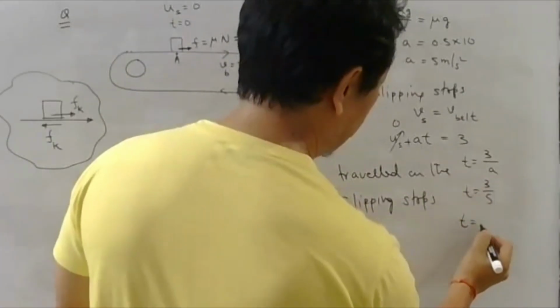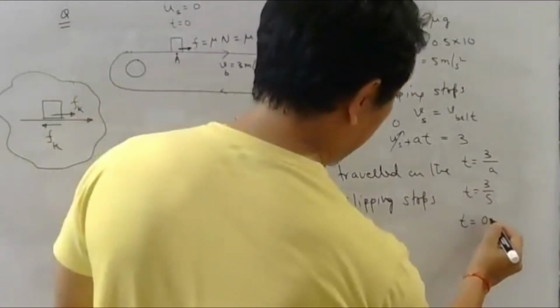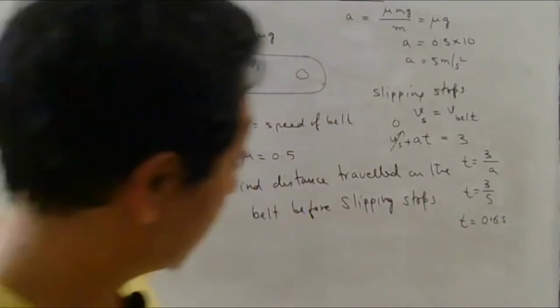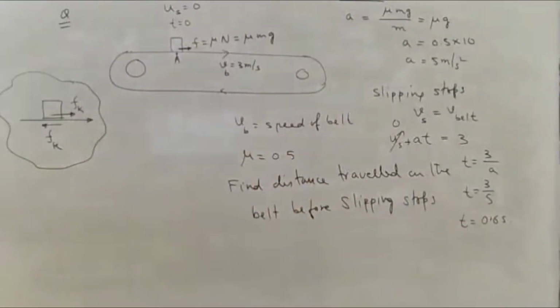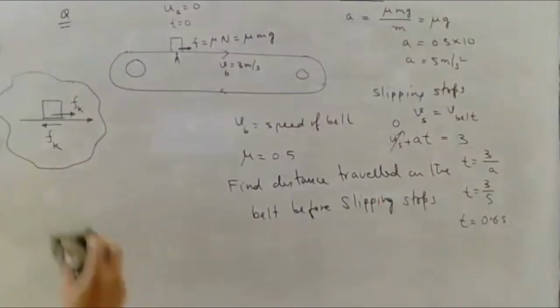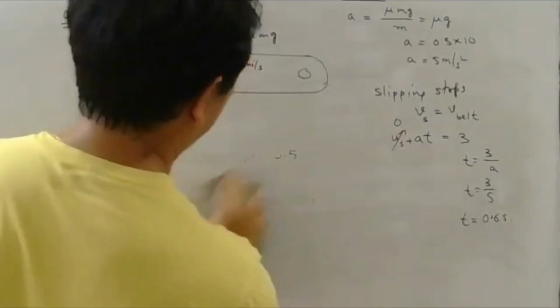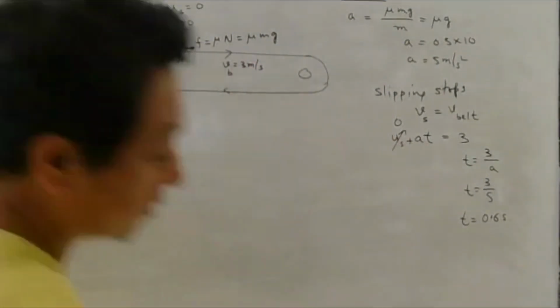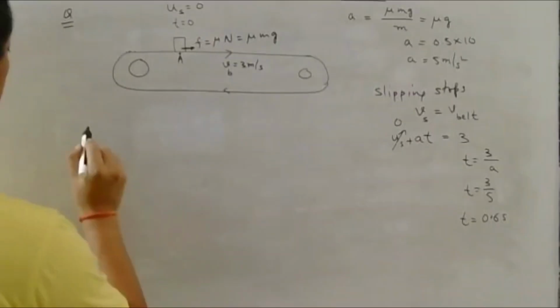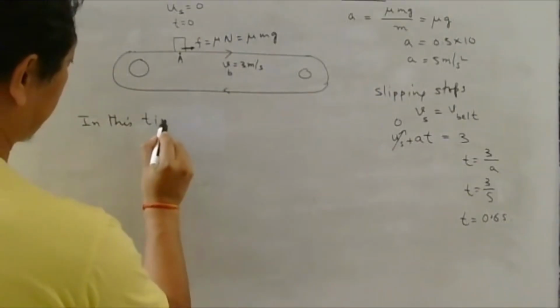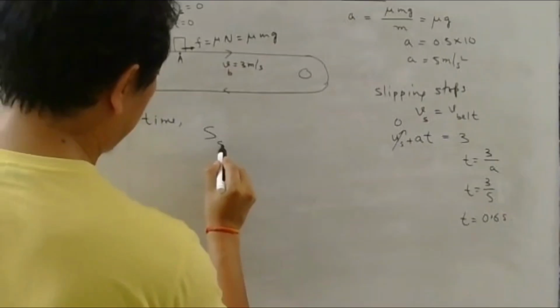So, after 0.6 seconds, right? So, after 0.6 seconds, slipping will stop. In that time, how much distance did the suitcase move? Let us try to find. So, in this time, what is the distance covered by the suitcase?